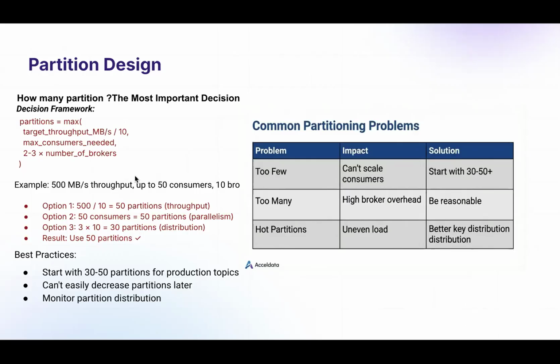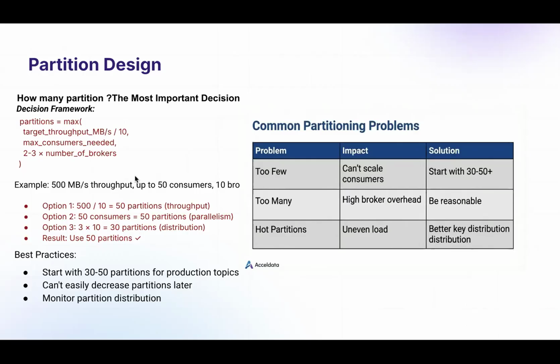Second, your maximum expected consumers. If you might need to scale to 50 consumers, you need 50 partitions. Remember, you can't have more active consumers than partitions. Third is 2 to 3 times your broker count for good distribution. If you have 10 brokers, aim for 20 to 30 partitions minimum, so each broker is handling multiple partition leaders.